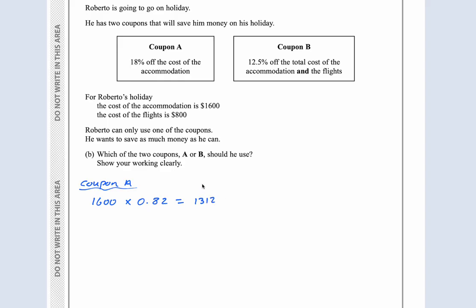That's coupon A. But he also has to pay for all the flights. So let's just do total. Total is 1312 plus the flights, which is 800. This is 2112.